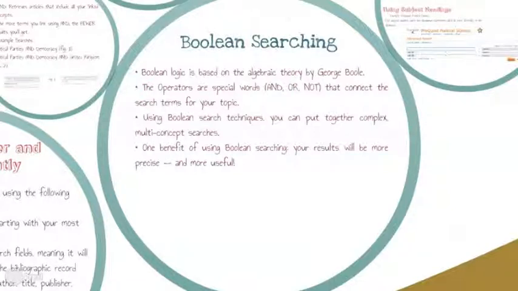So one benefit of using Boolean searching is that our results will be more precise and more useful. When we use Boolean searching, we are telling the database that we are looking for relationships between our terms. So this means that you will never add words like relationship, cause and effect, consequence to our searches just because the database won't recognize it as a searchable term.